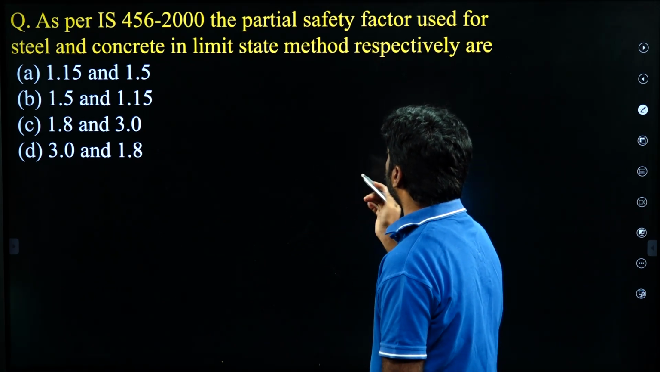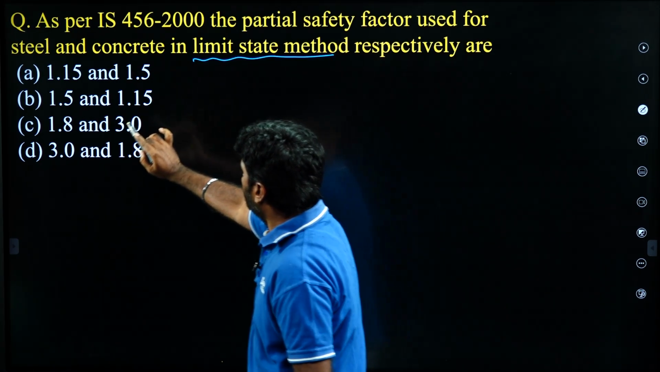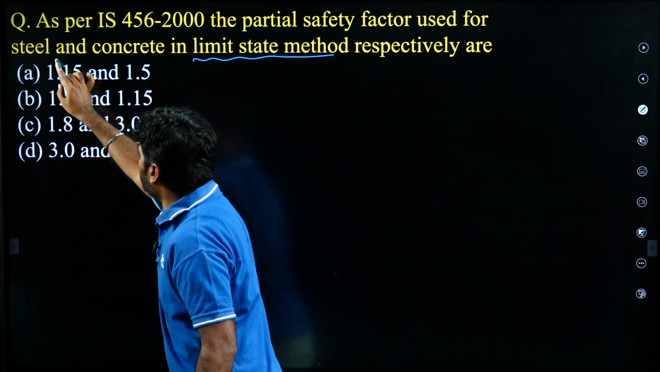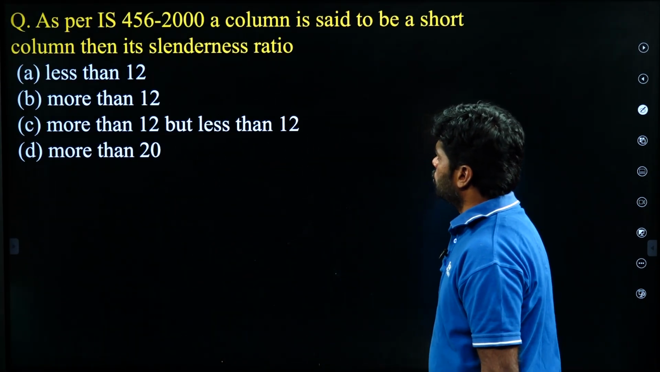Coming to the next question, as per IS 456-2000, the partial safety factor used for steel and concrete in limit state method. My dear, in limit state method, first option given steel 1.15 and concrete 1.5. Option A correct. Okay.